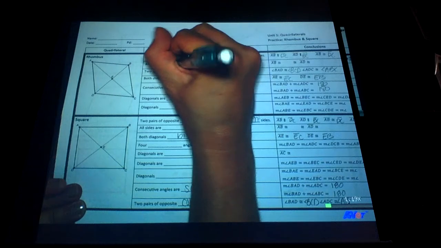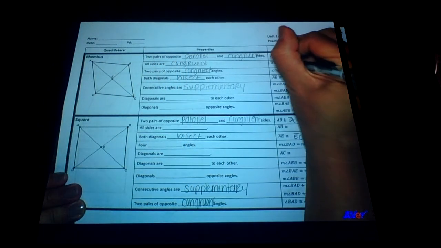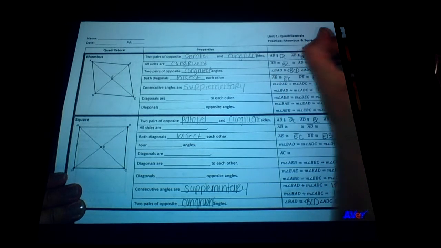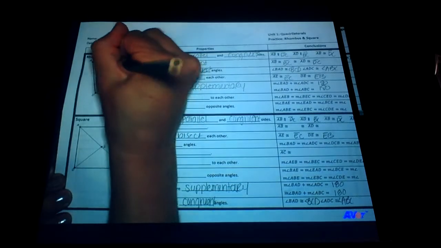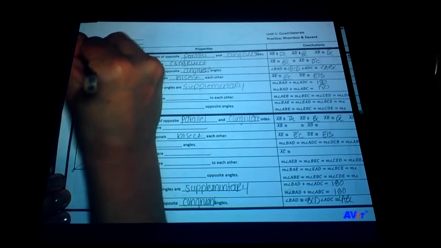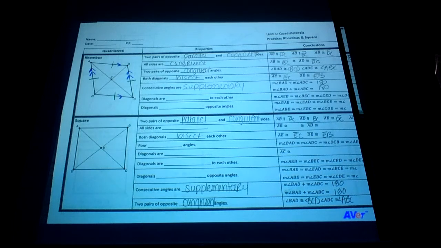So, special about a rhombus, all sides are congruent. We talked about that on our family tree. Segment AB is congruent to segment BC, which is congruent to segment AD, which is congruent to segment DC. All four of those sides are congruent. 1, 2, 3, 4. Yes, the opposite sides are parallel. And yes, the opposite sides are congruent, but what's more special is that all sides are congruent for the rhombus.